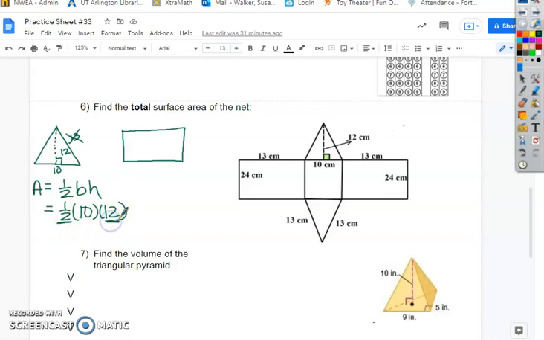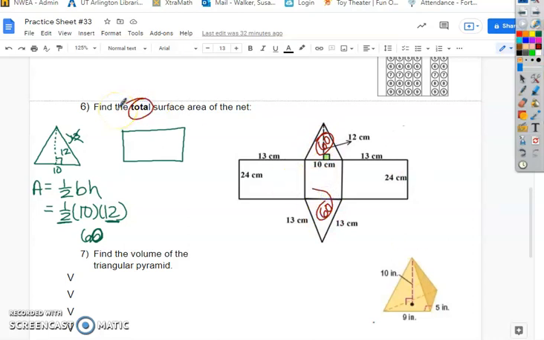Half of 12, which is 6. 6 times 10, which is 60, okay? You can do 10 times 12, 120, and then half of 120 is 60. You can do half of 10, which is 5. 5 times 12, which is 60. Either way, every time I get to 60, okay? So I'm going to put that in the triangle because on here it says total, okay?